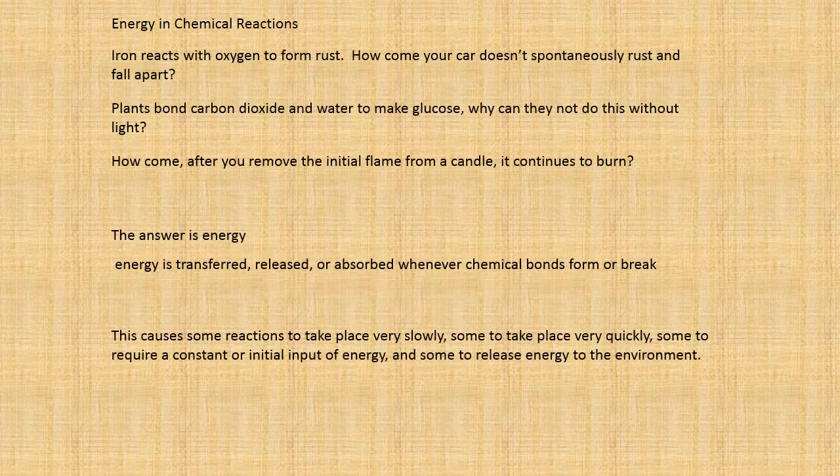How is energy involved in chemical reactions? Let's think about a few examples. Plants bond carbon dioxide molecules to water molecules to produce glucose during photosynthesis. Why can't they do this without light? The answer: light is a form of energy, which plants use to fuel the reaction between carbon dioxide and water. In particular, they use it to break the bonds holding the two types of molecules together and to form the bonds of the new molecules.